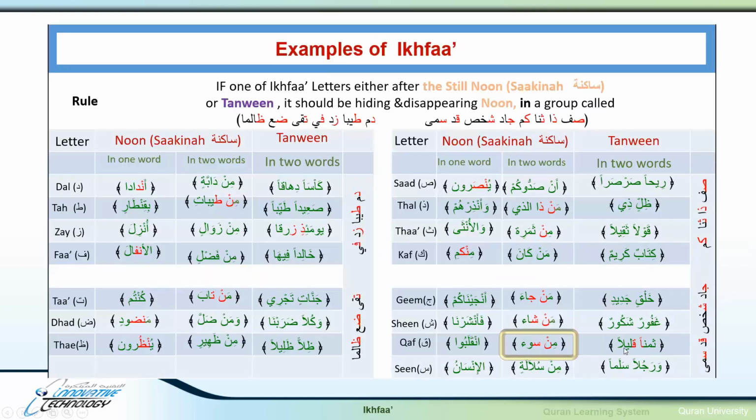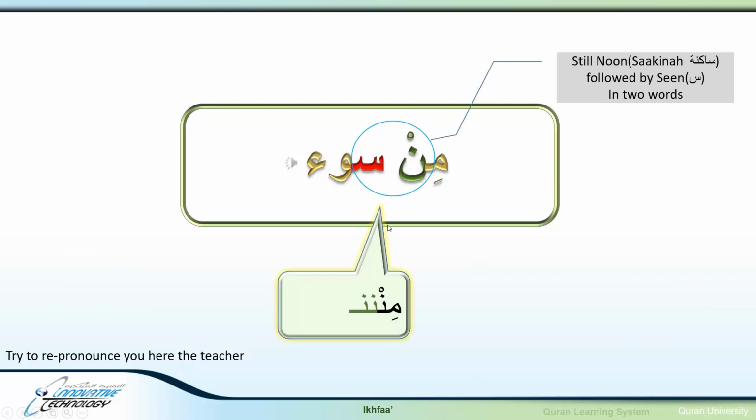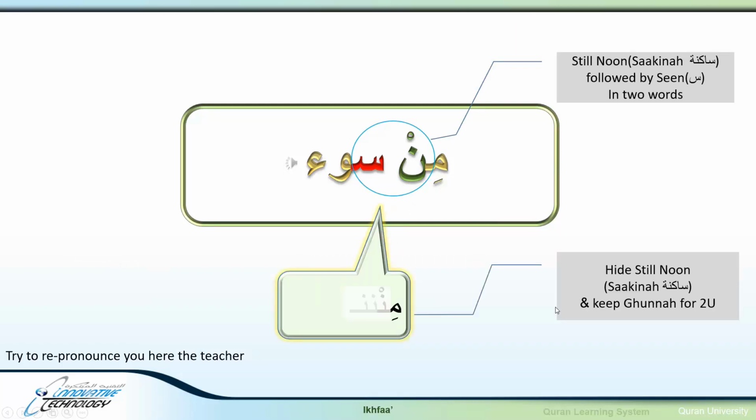Another example related to the Seen and min su. Min su. Noon Sakinah follows the Seen in 2 words. We hide the Noon Sakinah and we maintain the Ghunna for 2 units, and it sounds like this. Min su.